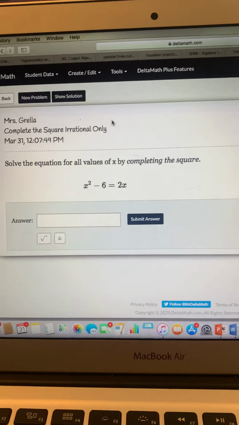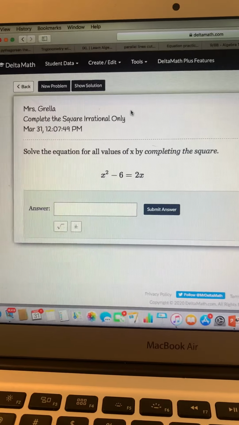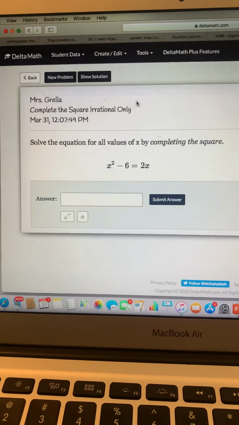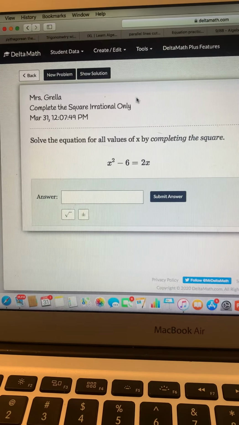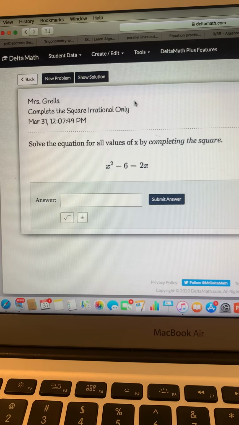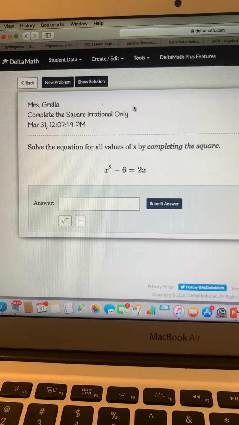Grella. I just wanted to show you an example on delta. It might look a little different. It's not in that standard form where it's set equal to 0 or anything. That's okay, you could still do it the same way. So we have to make sure our constant value is on the right-hand side, and that's what we usually do.